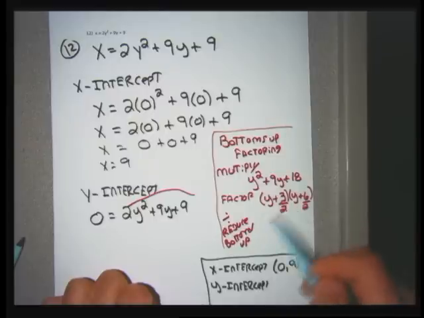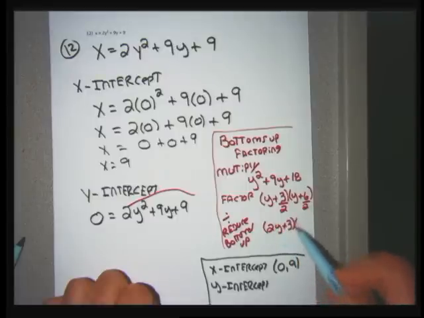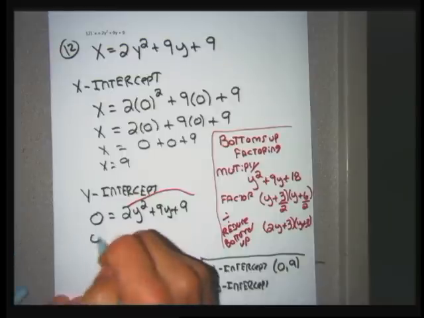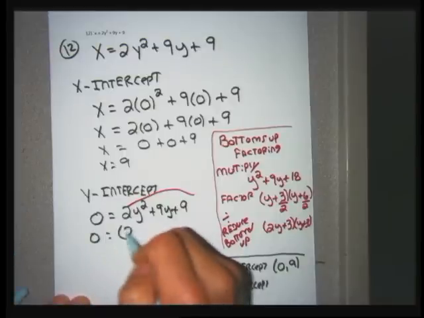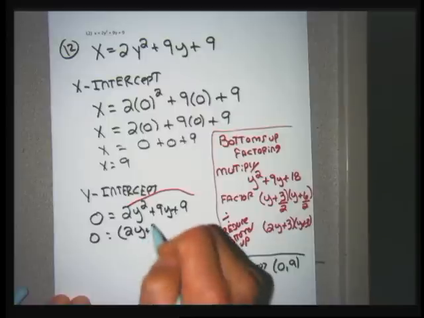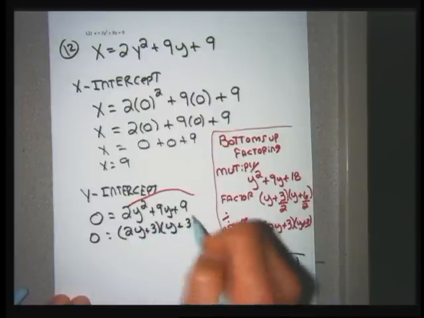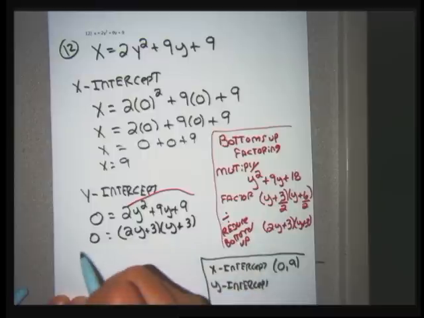The first parentheses doesn't reduce, so I bottoms up, bring the 2 in front of the y. Second parentheses, 6 over 2 reduces to 3. So this whole thing factors, and it factors into 2y plus 3 and y plus 3. And you could have the factors y plus 3 first and 2y plus 3 second. It doesn't matter. But that's the only way that it factors.